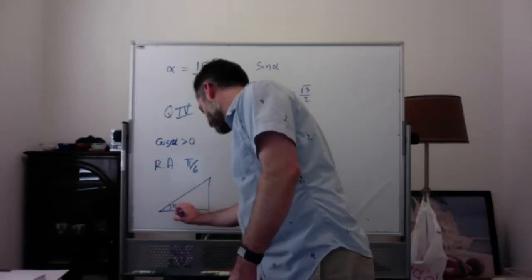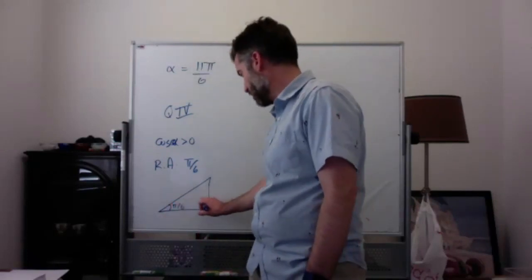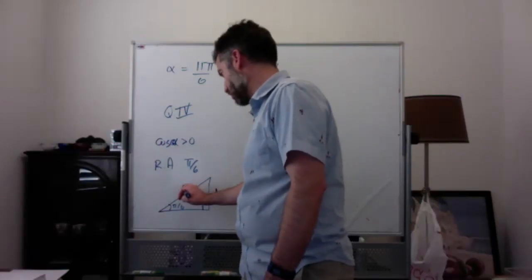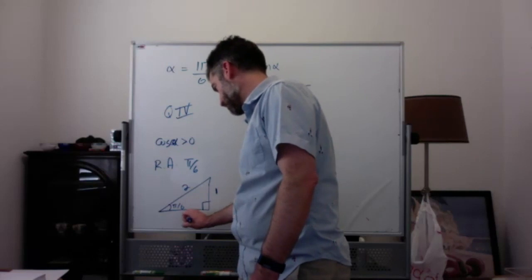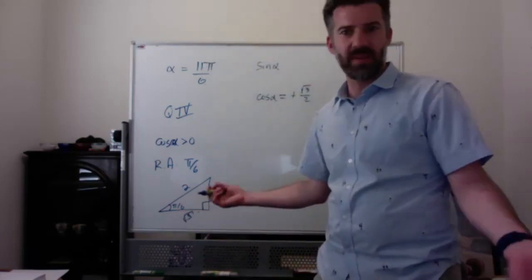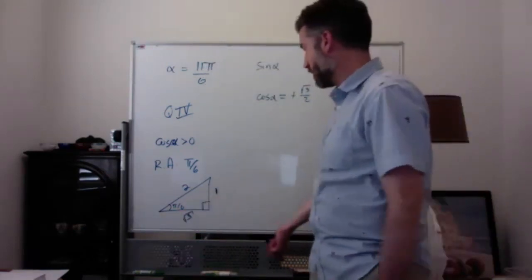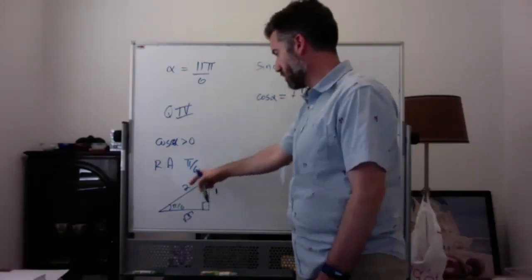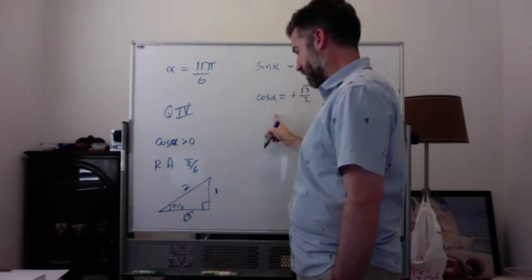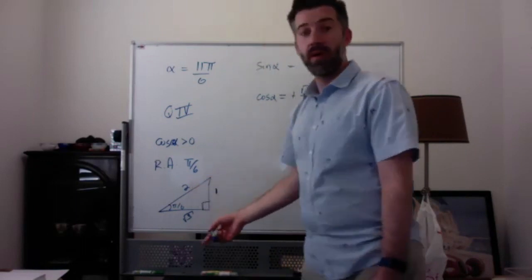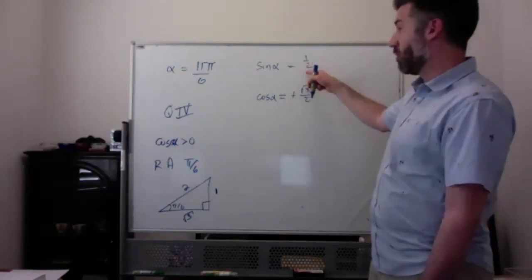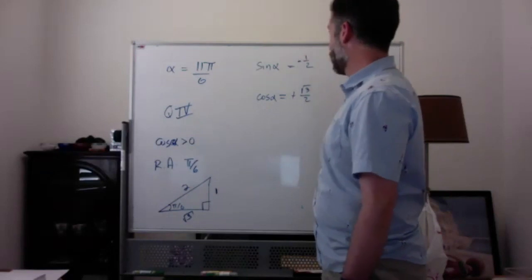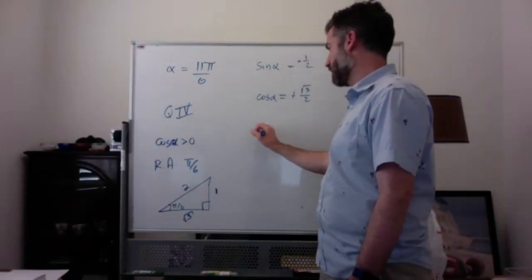So that angle is pi over 6. For this triangle, the opposite side is the small side, which is 1. The hypotenuse is 2. And the middle side is root 3. I know it's been a while since we did a special triangle, but that's a special triangle. Sine of this angle is going to be 1 over 2. Cosine of the angle is root 3 over 2. Sine of the angle is 1 over 2, but since we're in quadrant 4, it's going to be negative 1 over 2.